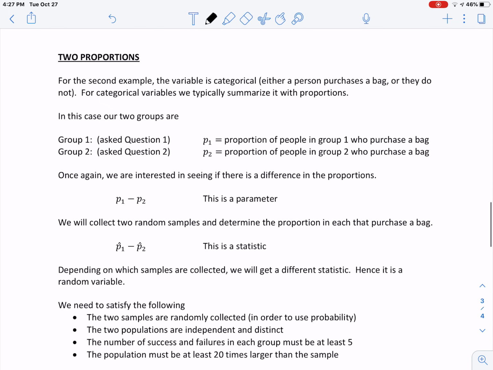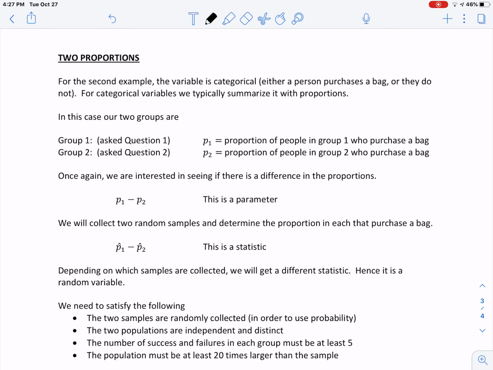Now, two proportions. For this second example, the variable is categorical. Either a person purchases a bag or they do not. For categorical variables, we typically summarize it with proportions. In this case, the two groups in my example is we had group 1, they were asked the first question. And in this case, we are going to look at the proportion of people who purchase a bag. Group 2, they were asked question 2. And so for that group, we're going to find P2. And that's in that group, the proportion of people in group 2 who purchased a bag.